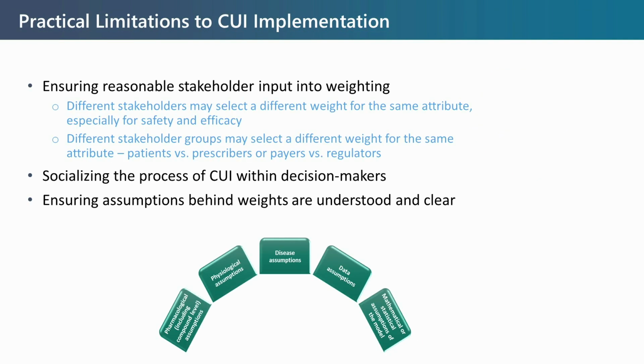Now, there are some meaningful practical limitations to CUI implementation, and this is also an important consideration to take into account. One is to ensure reasonable stakeholder input into weighting. This is a very critical step because different stakeholders may select a different weight for the same attribute, especially for safety and or efficacy. Different stakeholder groups may select a different weight for the same attribute, and this could be patients versus prescribers or payers versus regulators.